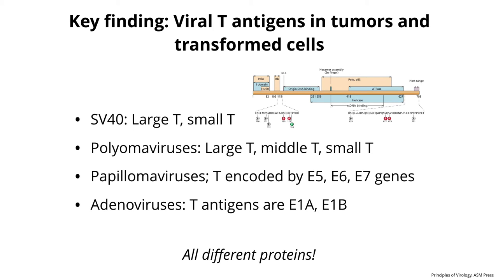So they're all originally called tumor viruses. SV40 was first, so its proteins, the name sticks, T antigen. But then the others were given different names. But they all have one thing in common. They're all present in transformed cells and in tumors. They're all different proteins. SV40, polyoma, papilloma, adeno, they are all different proteins. The one thing we know is that they're present in these cells.